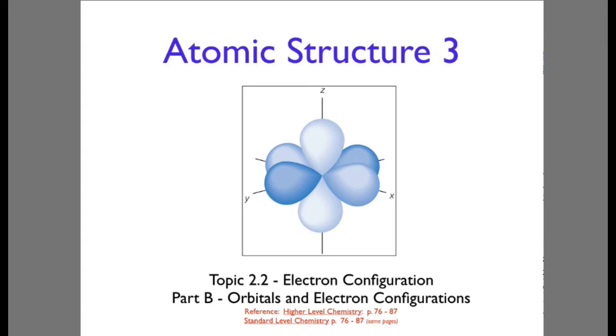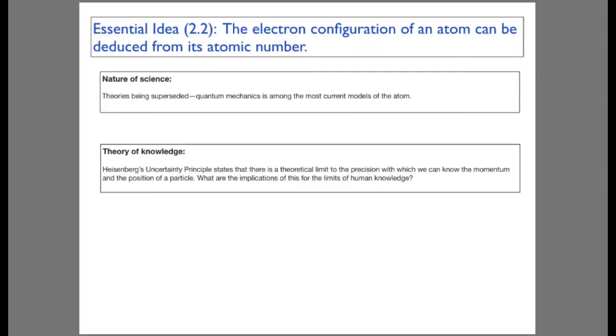Atomic structure 3, electron configuration and orbitals and electron configurations. The electron configuration of an atom can be deduced from its atomic number. Again, we're looking at how theories are superseded, and as before, it's worth thinking about Heisenberg's uncertainty principle with regards to our actual knowledge of electrons.